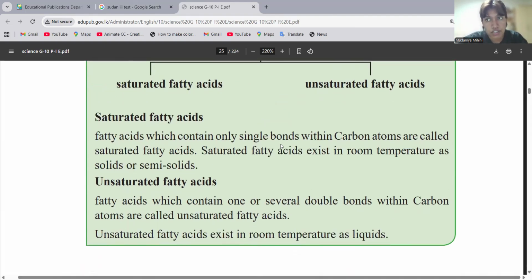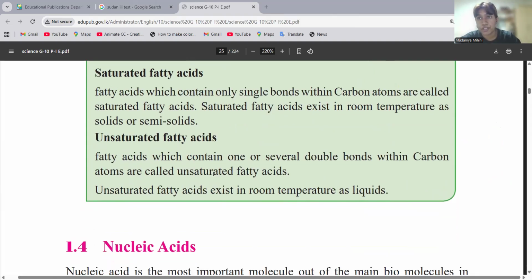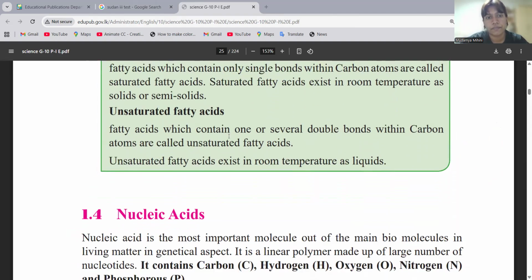And unsaturated is basically where there are double bonds. So let me draw. A single bond looks like this, but a double bond looks like this. Yeah. So if there's one or several double bonds within carbon, it's called unsaturated. So it's an oil. As I said, oil at room temperature is basically unsaturated fatty acids.